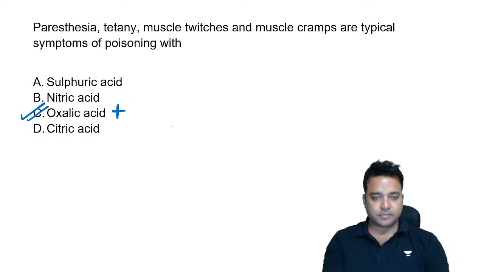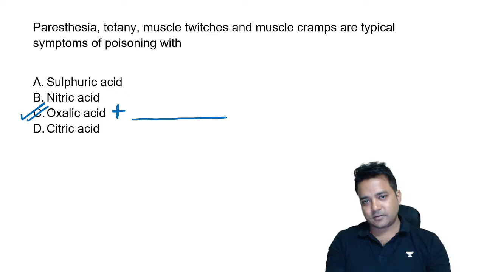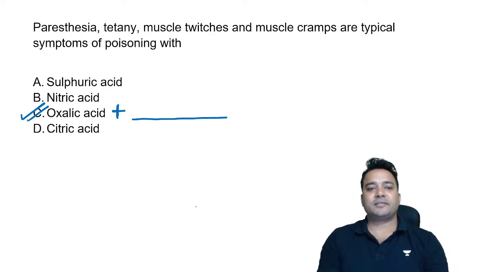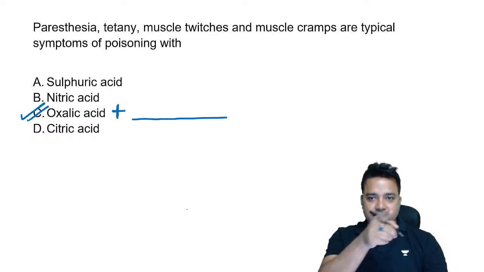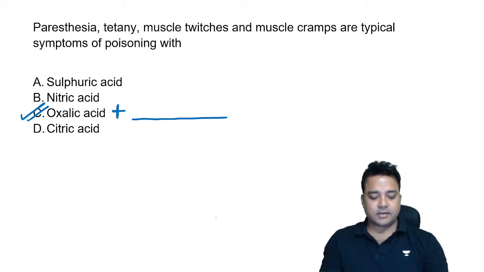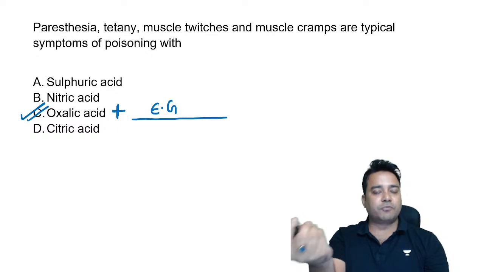Answer. Fill in the blanks. You used to do fill in the blanks in childhood. So along with oxalic acid, one more poison has to be remembered with these same features. Answer anyone? Ethylene glycol. Ethylene glycol is used as antifreeze in vehicles. It is a fluorescent thing, a bluish greenish fluorescent thing used in coolant, used in vehicles as antifreeze.